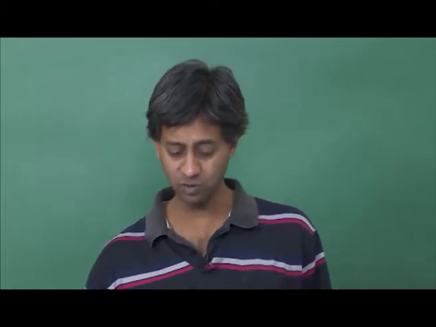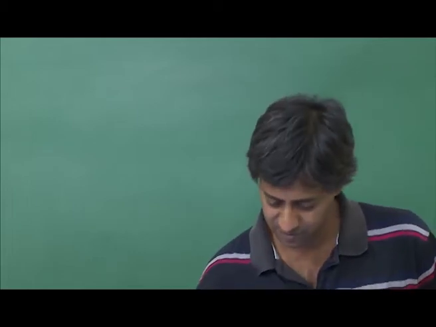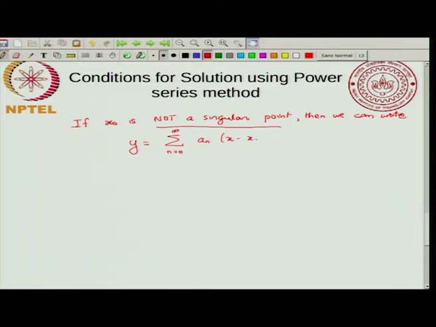Now whenever you have a point, if x0 is not a singular point, it is called a regular point. If it is a regular point, then you can write y equal to the sum over n equal to 0 to infinity, the usual power series, of a n times x minus x0 raised to n.